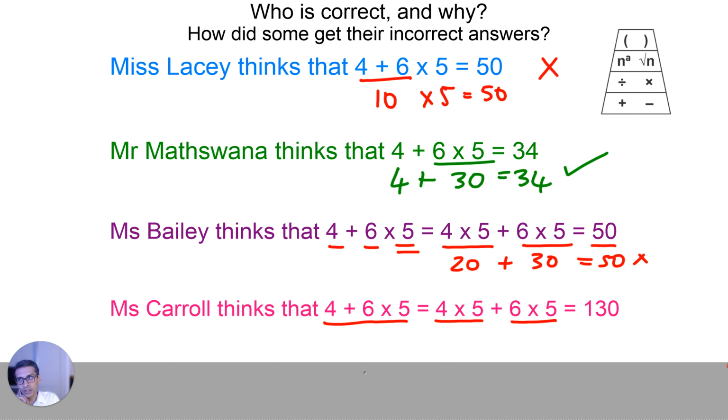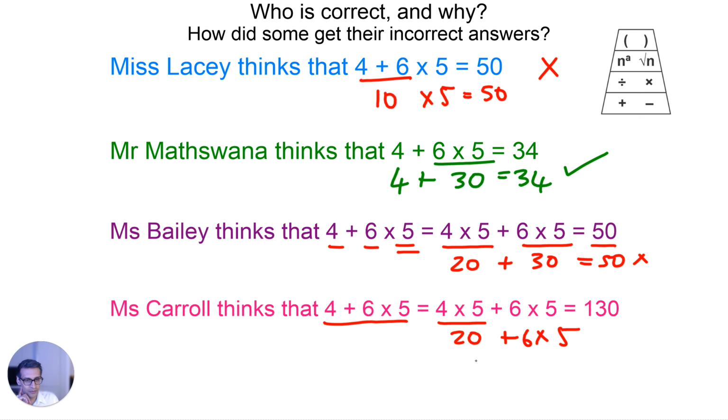And then finally Miss Carol, we can see she did it slightly differently. 4 times 5 is 20, and then she added 6 and then multiplied by 5, so that becomes 26 times 5, which is 130. So that is also not correct. Let's look at this in a bit more detail. How did you do? Let me know.